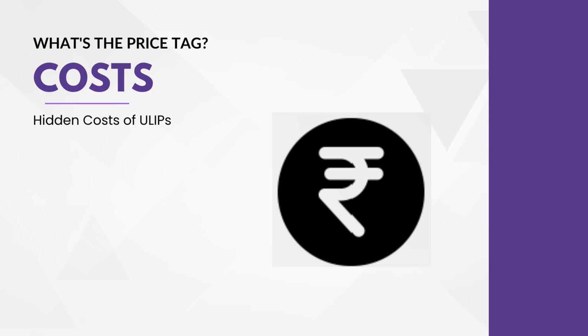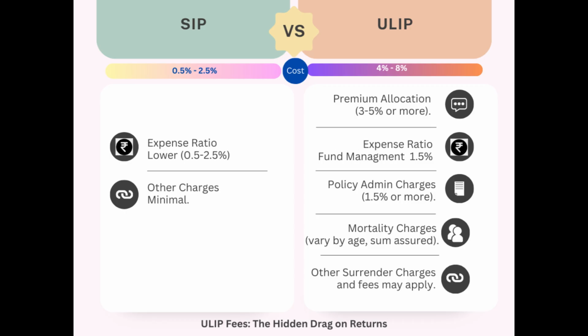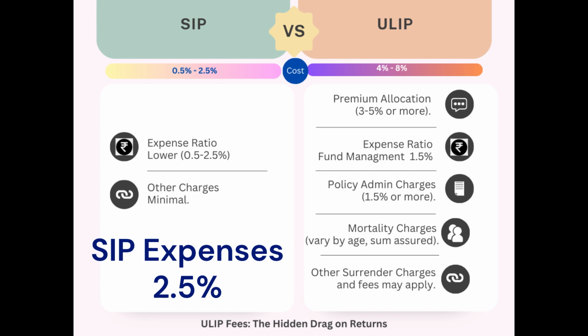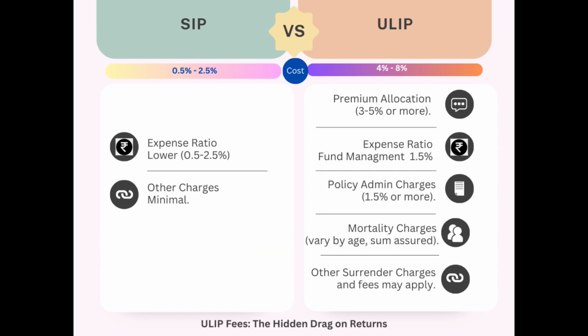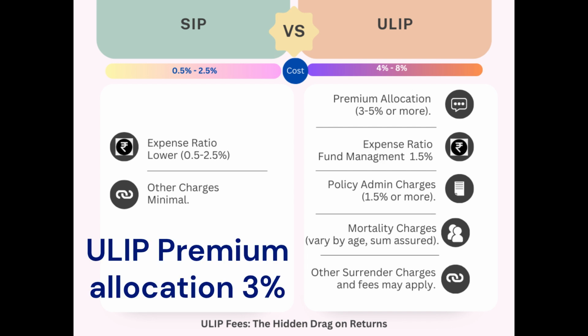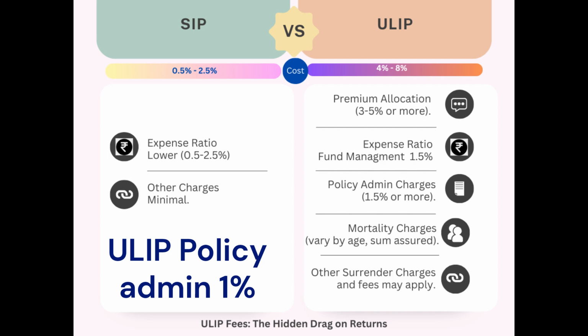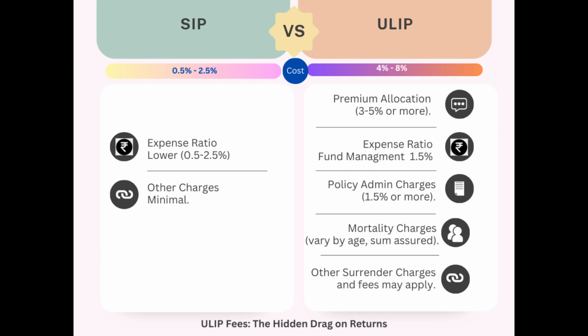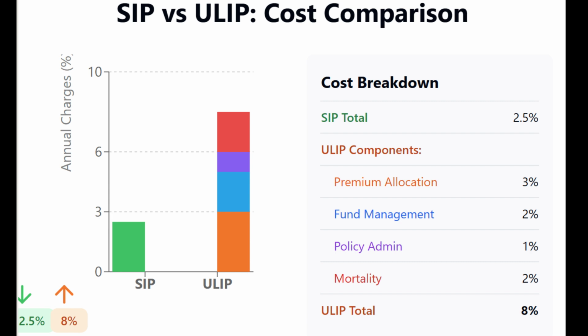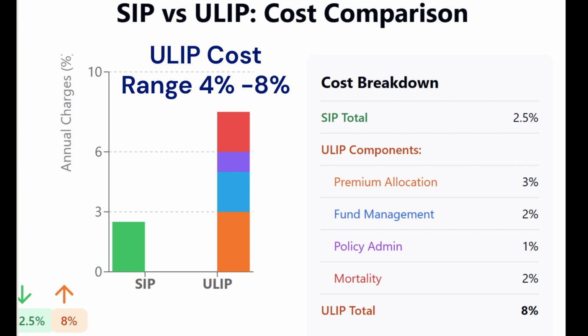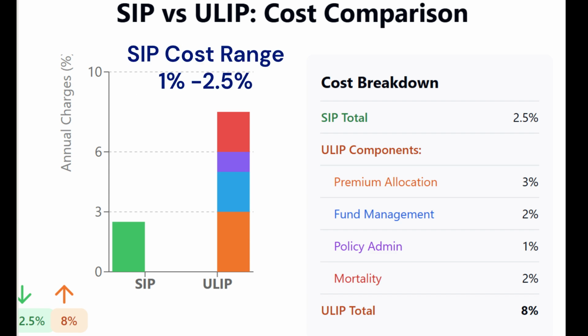Next, let's compare the costs associated with SIP and ULIP. SIP has a lower cost structure, primarily an expense ratio ranging from 0.5% to 2.5%. ULIPs come with multiple charges, including premium allocation, policy administration, and mortality fees, making them costlier. The total costs in ULIP can range between 4% and 8% due to multiple layers of fees. In contrast, SIP costs are simpler and typically lower.